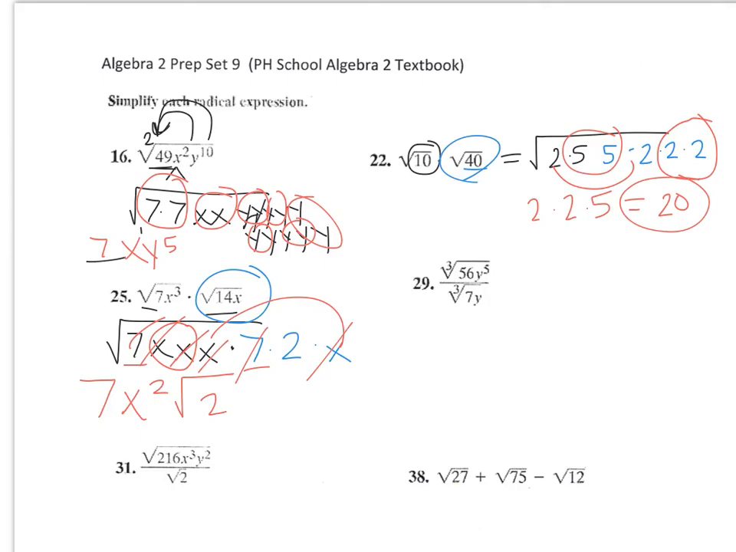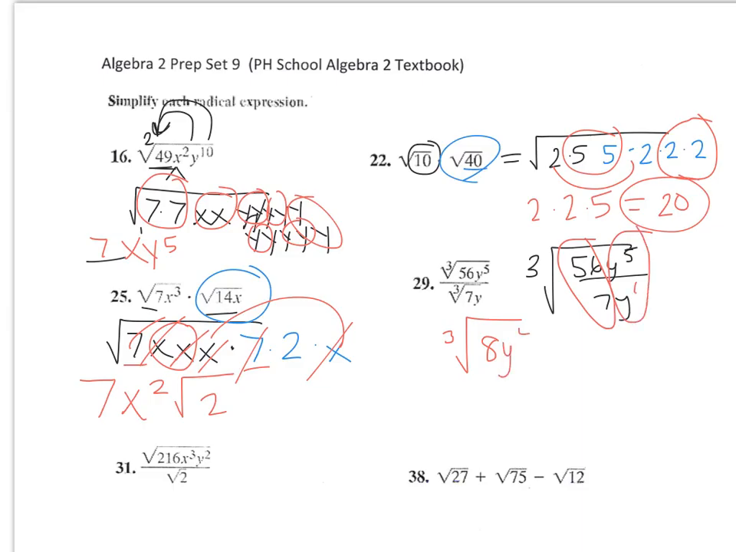And then 29, this cube root. You don't want to leave a root in the denominator, you would rationalize it, but first I'm going to reduce it. So I could write it together as one cube root, so 56y to the 5th over 7y. The reason I'm doing that is because I can actually reduce this. I can divide 56 by 7 and get 8, and I can divide y to the 5th by y to the 1 and get y to the 4th.